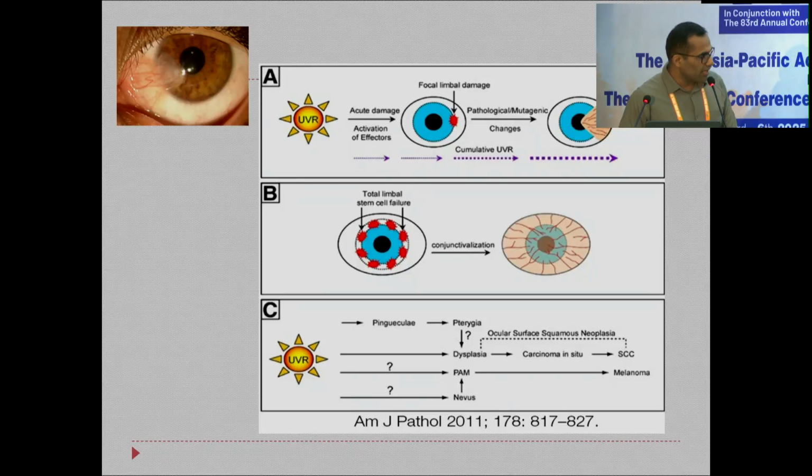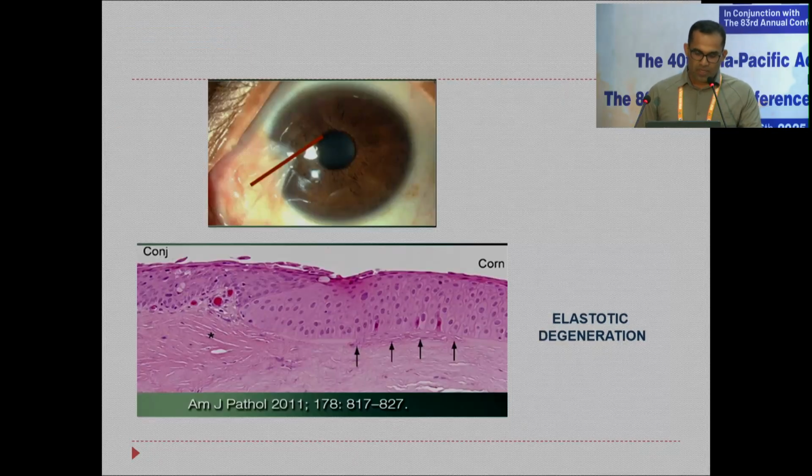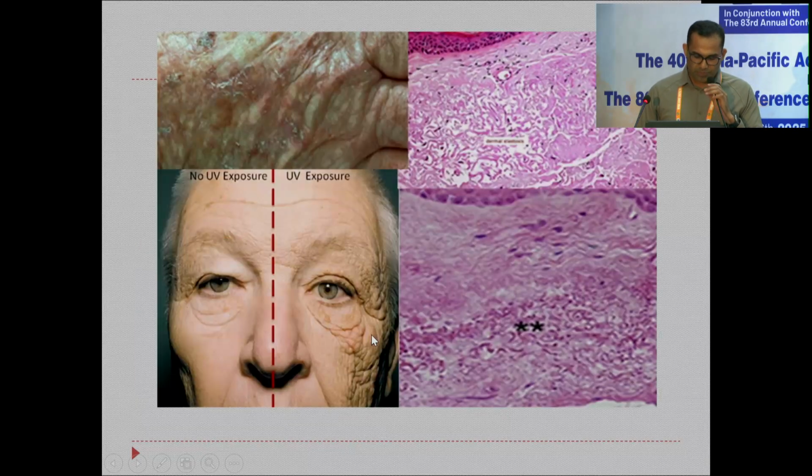So let's try to understand. If we look at the pterygium, we know that it is a kind of focal limbal stem cell deficiency secondary to sunlight exposure or any other damage, and that's how this conjunctivalization of the corneal epithelium occurs. If we look at the histopathology of pterygium, it is nothing but elastotic degeneration just beneath the conjunctival epithelium. And if we look at UV exposure to the skin, what we call actinic keratosis, there also the pathology is elastosis.